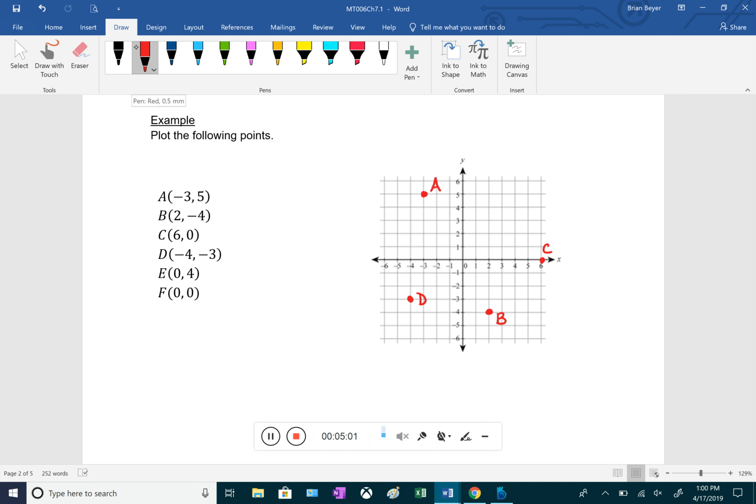Point E is 0, 4. So there's no horizontal distance in the x direction, but we go up 4. That's E. Lastly, point F is 0, 0. That is the origin. Okay, so just make sure you are good with plotting any of these points.